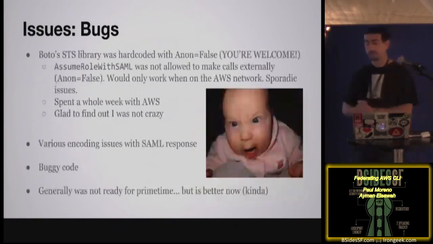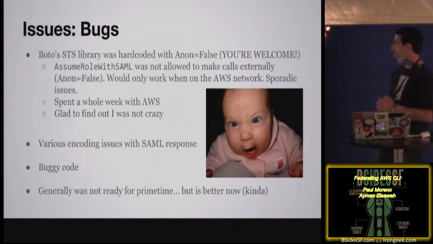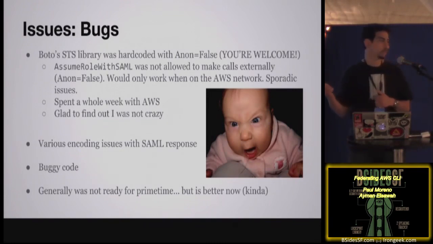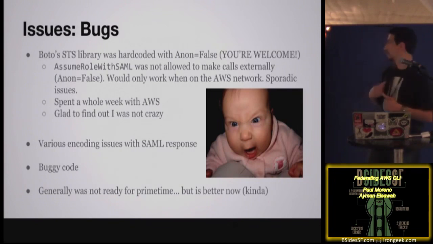But more importantly, and this was me for literally a week or 2, Boto's library was hard-coded with something called anon equals false. Anon is a parameter for an anonymous connection. If anon is false, that means you're coming in from inside the AWS infrastructure. If anon is true, that means you're coming in from externally. And assume role with SAML was not allowed to make calls externally, but I didn't know that.